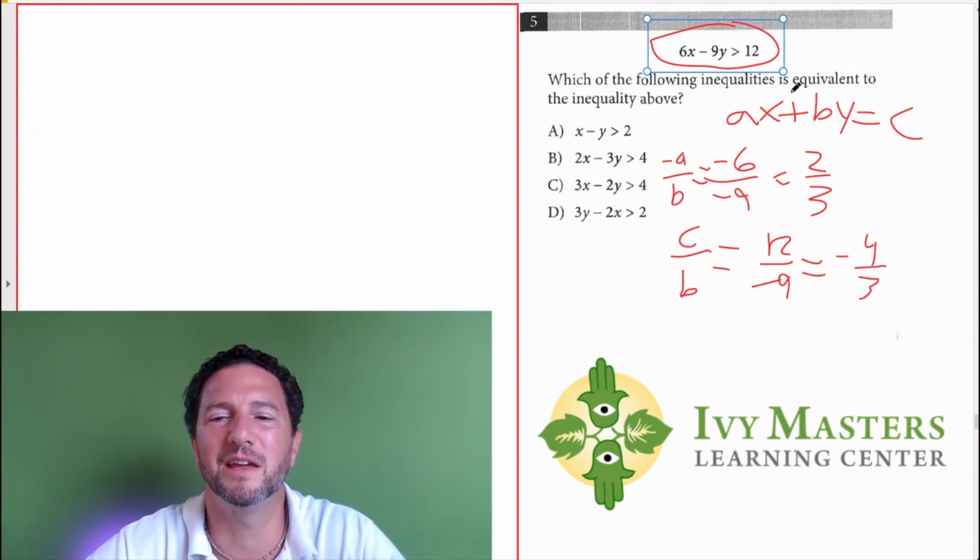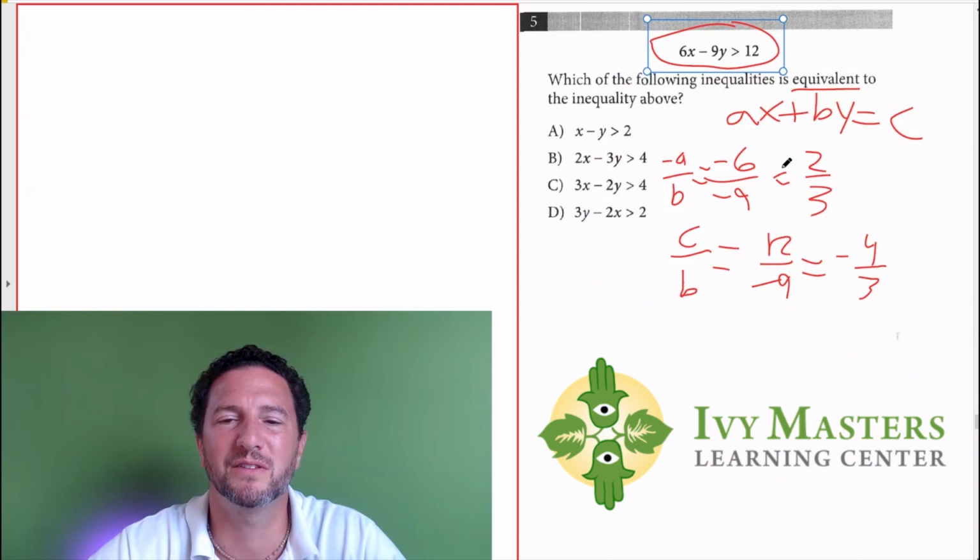By the way, if it's equivalent, it means it's the same equation. In other words, you're going to have the same slope and the same y-intercept. That's why you can do that negative a over b stuff, that c over b stuff.